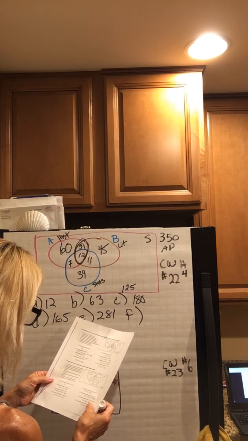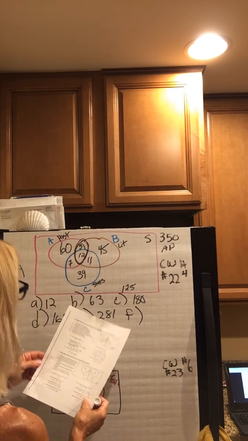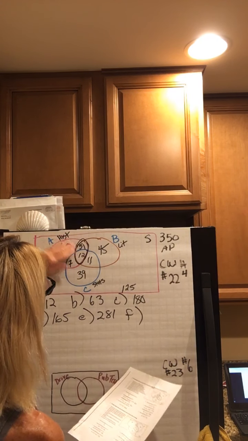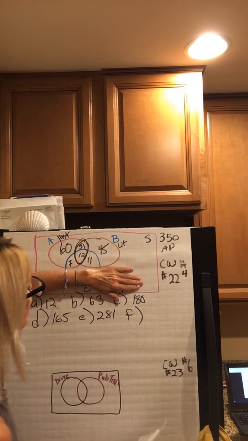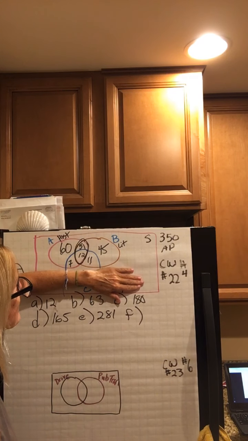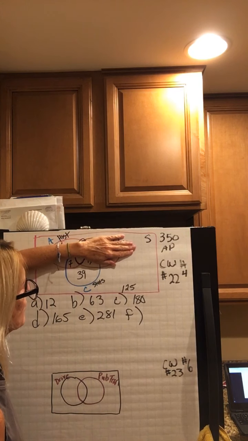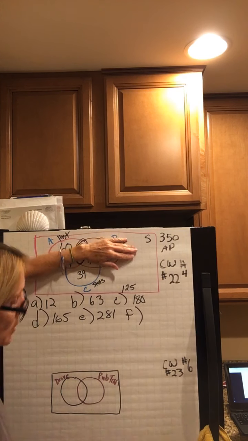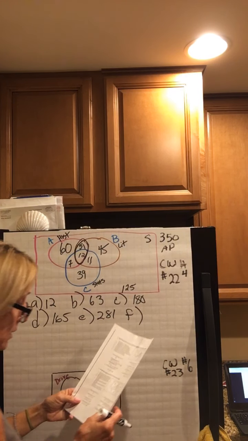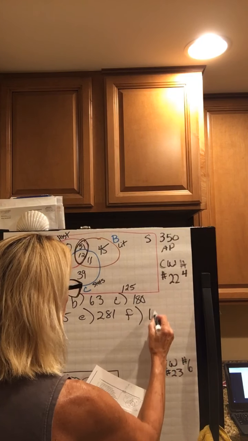And then F says, how many students are not in A union B? So A union B is all of that right there, but it says not A union B. So I like to use my hand or get a sticky note and do it. So there's A union B, but it says not A union B, so it'd be those two answers, 39 and 125. So that would be 164.